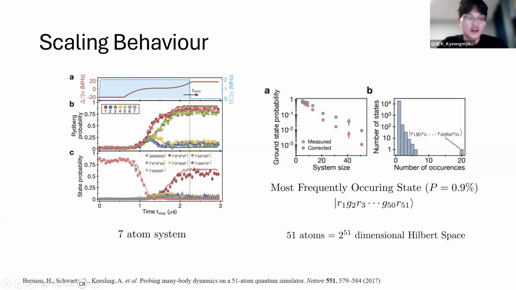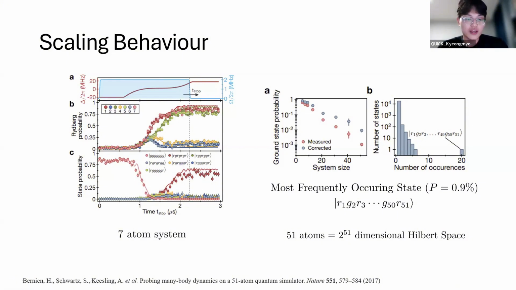And if the detuning value crosses the critical point, all the other states are suppressed by the blockade interaction. And the most probable state is the state that exhibits the Z2 order. So RG, RG, RG, R. Yes, this state.